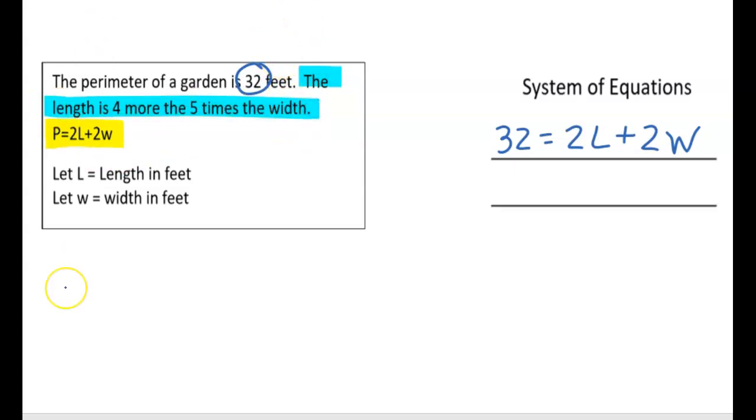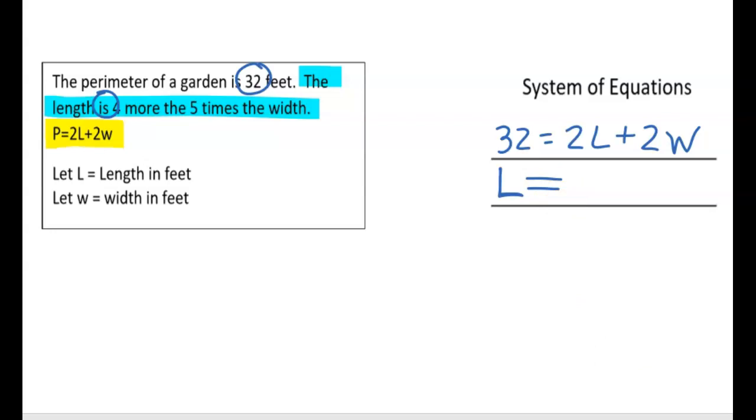Okay, let's learn how to change the words into a math problem. It tells me right down here, what letter do I need for length? Oh, L stands for length. When you have a sentence, in a sentence where you have the word is, that's the equal sign.